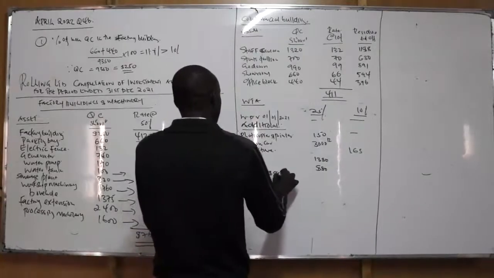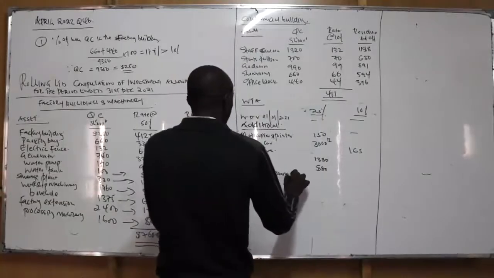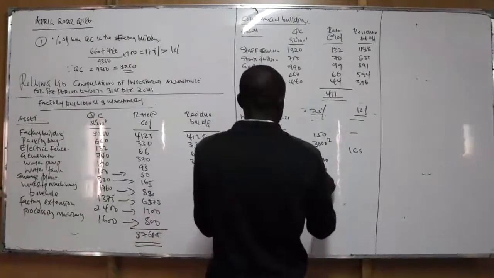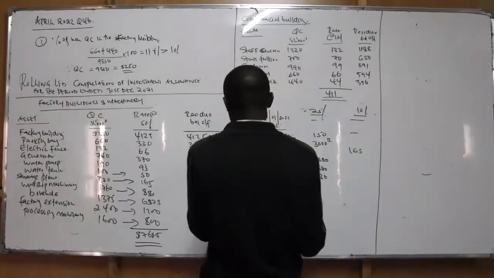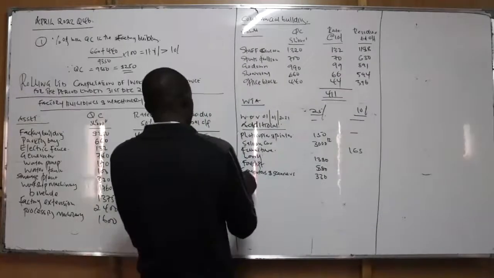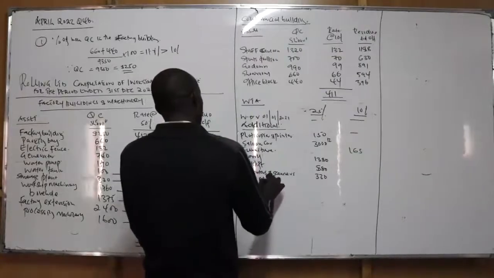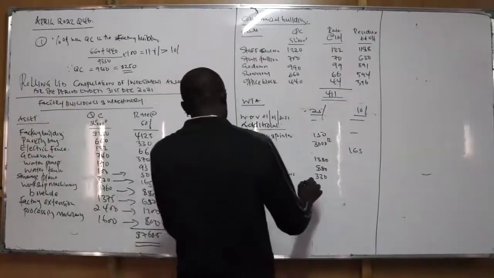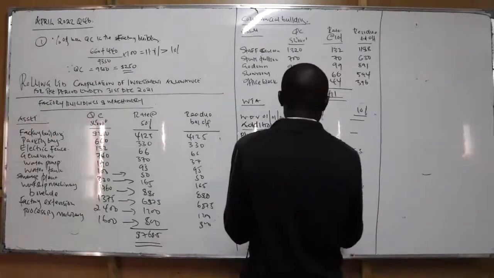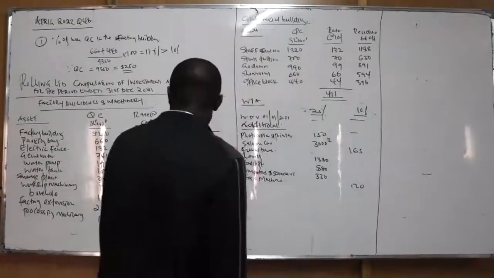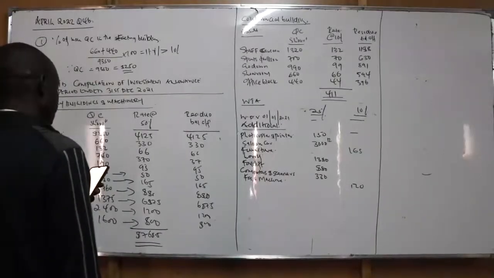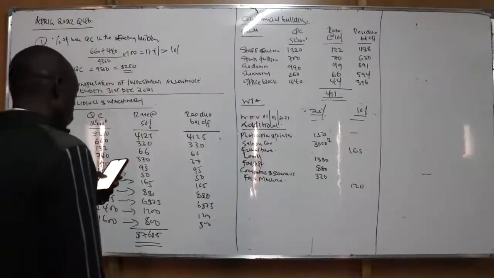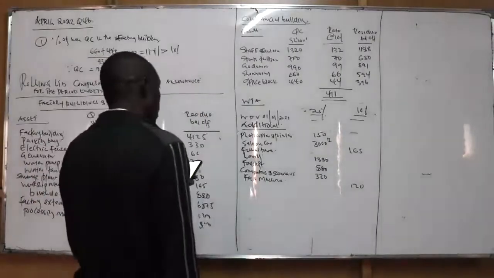Computers and scanners, which is 330. Then we have fax machine, which is 120. So those are the assets that were acquired under wear and tear.